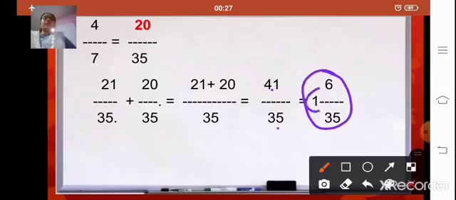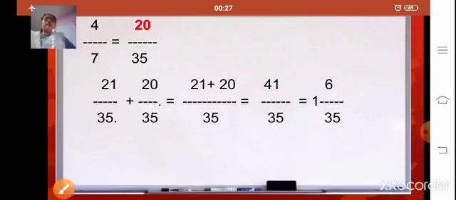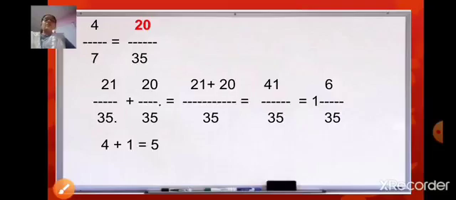Now this one has to be added with the whole numbers which we added at the end, that is both 2 plus 2 where we added. So 4 plus 1 is equal to 5, and your final answer when you write 5 whole is 6 upon 35. Okay, so go step by step very slowly, understand each and every step and then copy down the sum.